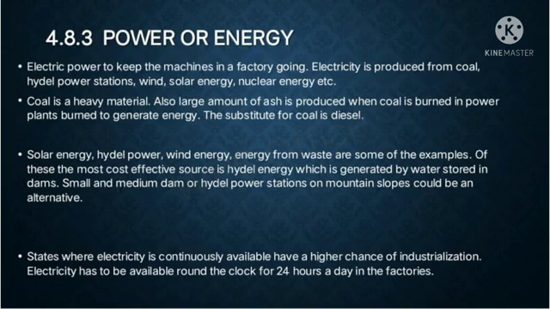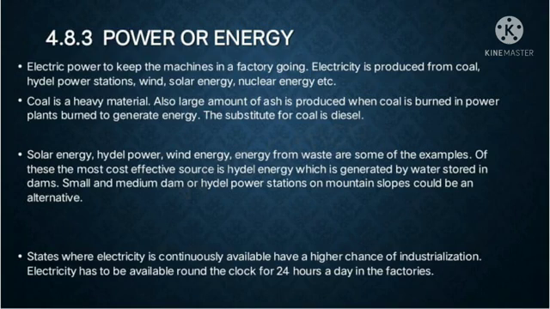Our next topic is power or energy. Electric power to keep the machines in a factory going. Electricity is produced from coal, hydel power stations, wind, solar energy, nuclear energy, etc. Coal is a heavy material. Also, large amount of ash is produced when coal is burned in power plants to generate energy. The substitute for coal is diesel. Solar energy, hydel power, wind energy, energy from waste are some of the examples.